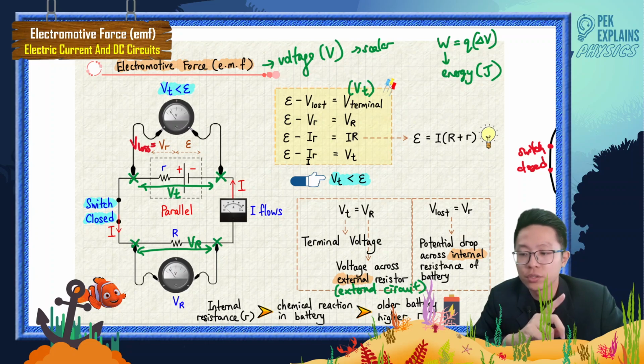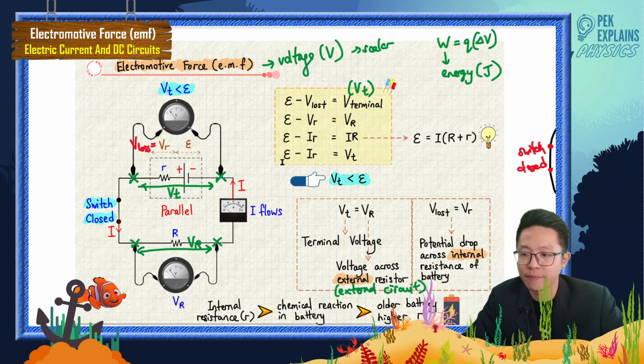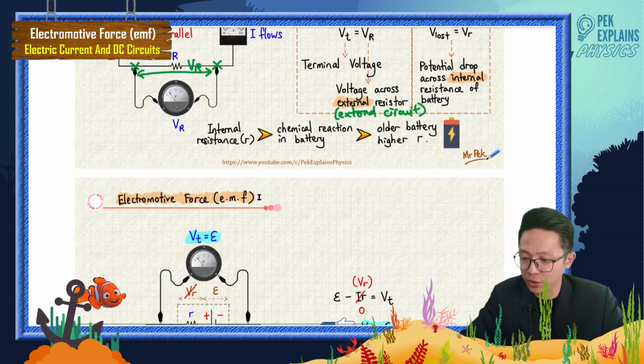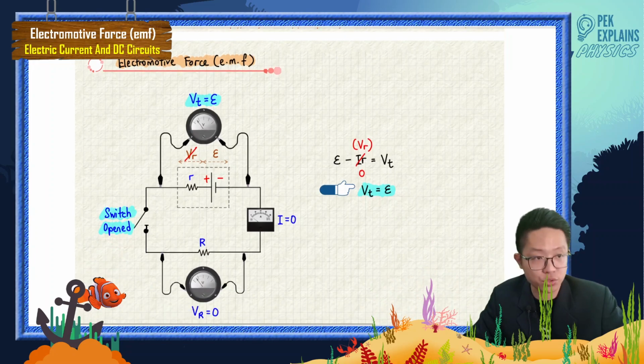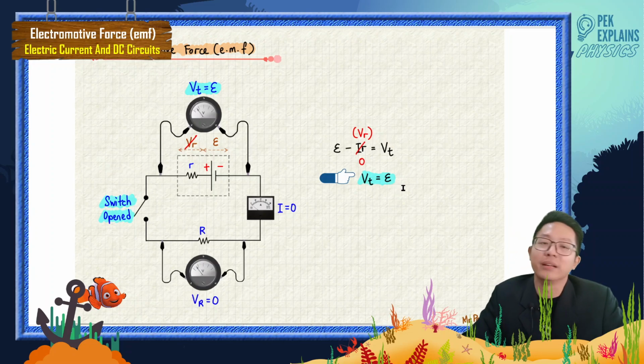So when there is current, you have IR. When you have current, then you have IR, so there is voltage loss across the internal resistor. That's why the terminal voltage will be less than the EMF, because there is current. But in the other case, if you open the switch, the current is equal to 0. In that case, the terminal voltage will be equal to the EMF. It's not less than the EMF, it will be equal to the EMF.